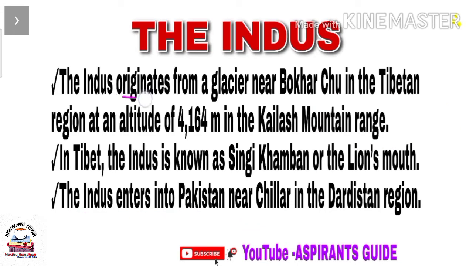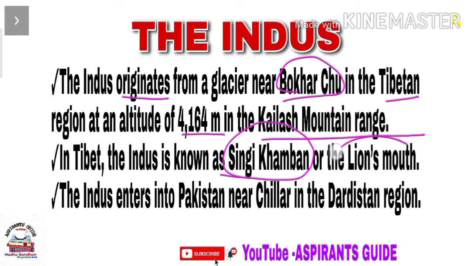The river Indus originates at a glacier near Bokarchu in the Tibet region at an altitude of 4164 meters in the Kailash mountain range. In Tibet, this river is known as Singi Kamban, or the Lion's Mouth. And this river enters into Pakistan near Chillar in the Dardistan region.